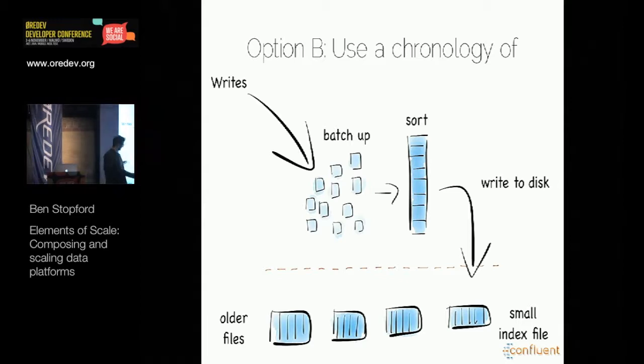We could try this other thing where, as our writes come in, we batch them up, and then we sort them into a little index file, and then we store that little index file on disk. So we're going to get a batch of writes, sort them, put them on disk. And then we're going to get another batch of writes, sort them, and put them on disk. And what we're going to create is a set of small index files.